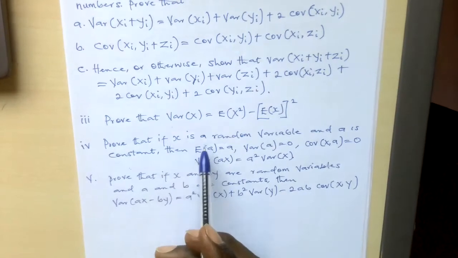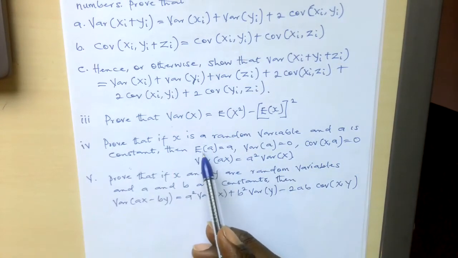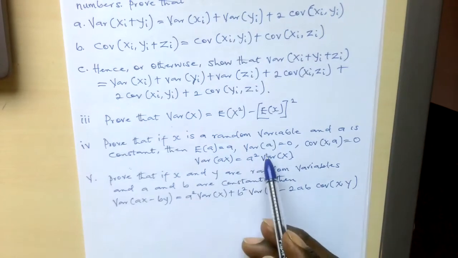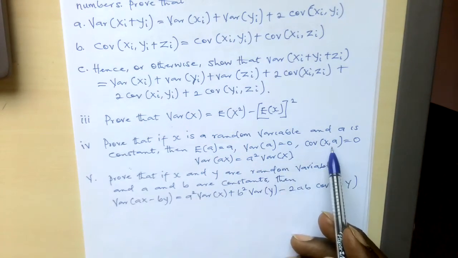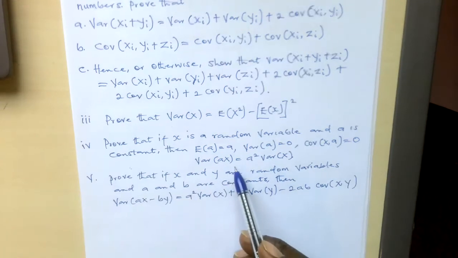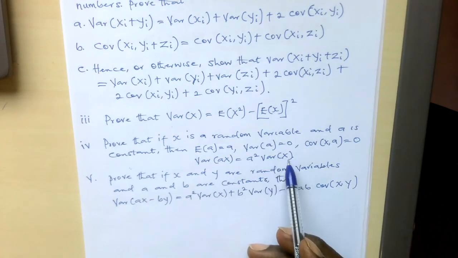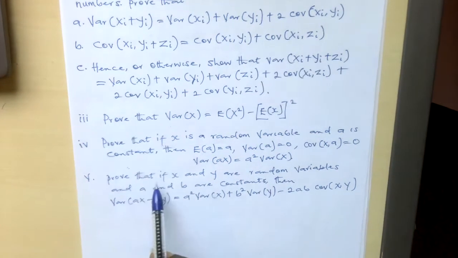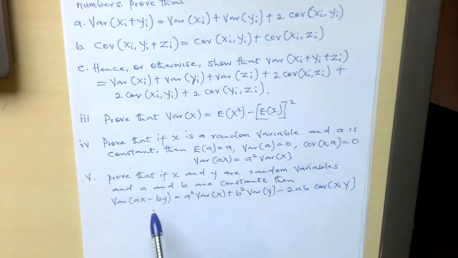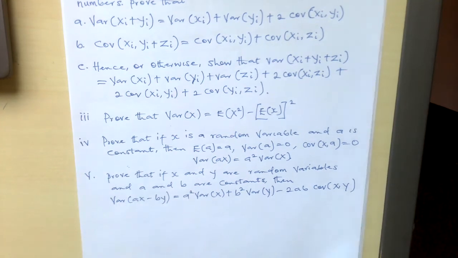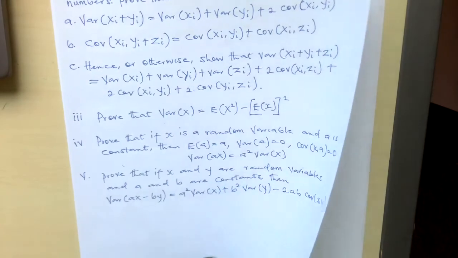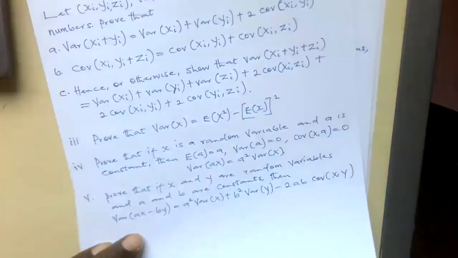Then the third one says prove that if x is a random variable and a is a constant, then the expected value of a equals a, variance of a equals 0, covariance of x, a equals 0, and variance of ax equals a squared variance of x. Then the last part: prove that if x and y are random variables and a and b are constants, then variance of ax minus by equals a squared variance of x plus b squared variance of y minus 2ab covariance of x and y. So now let's start to prove from the first one.